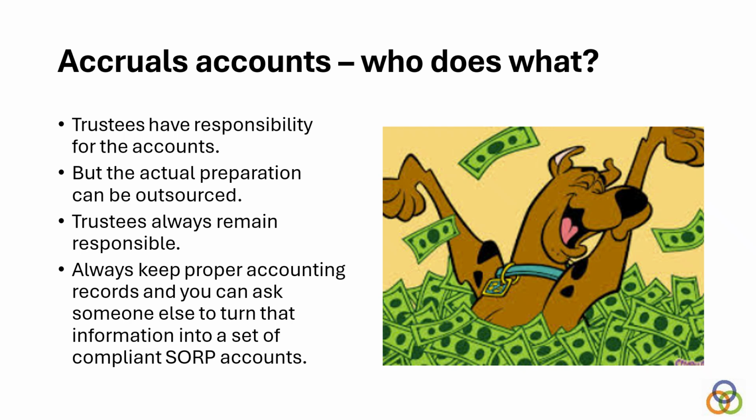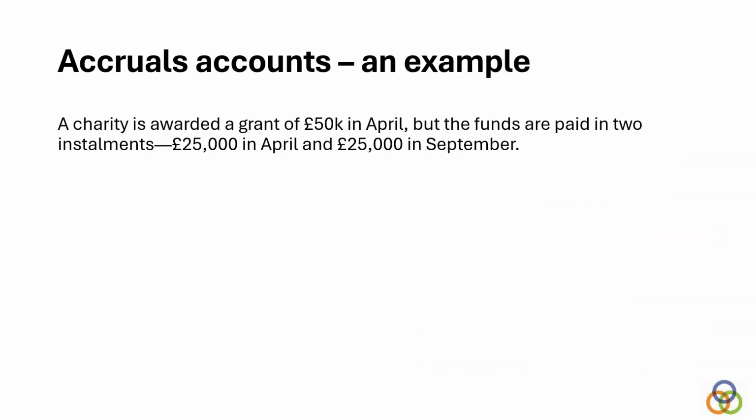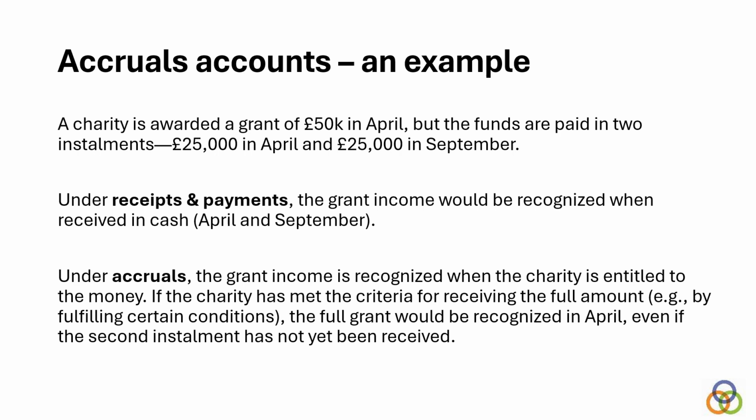That means tracking income and expenditure on grants and unrestricted funds throughout the year on a transaction by transaction basis, and we cover that a bit in the bookkeeping session. So an example of accruals accounts: say a charity is awarded a grant of 50,000 in April, but the funds are paid in 2 instalments, half in April, half in September. Under receipts and payments, the grant would be recognised when it's received. So if your financial year covers both of those instalments, you'll recognise them both.